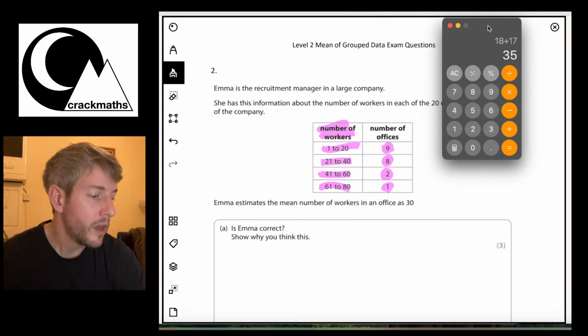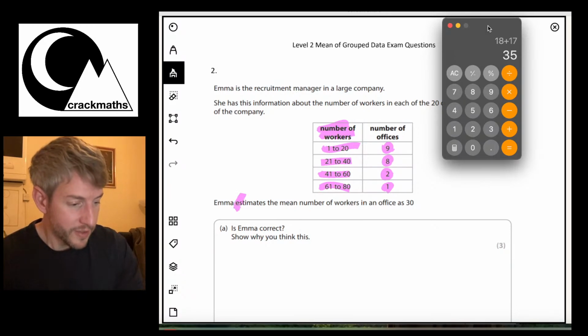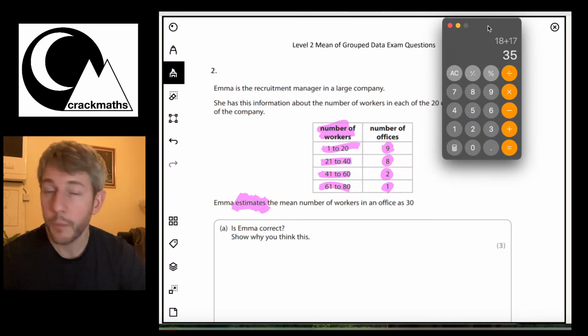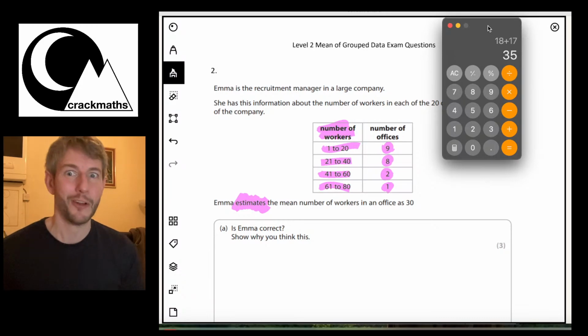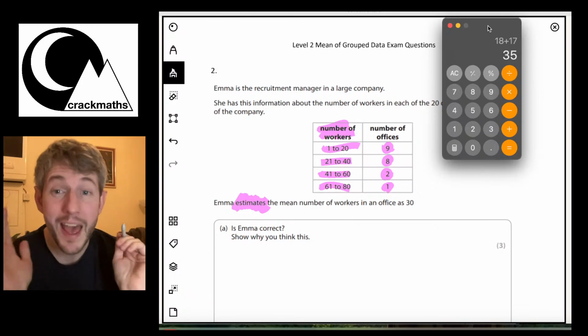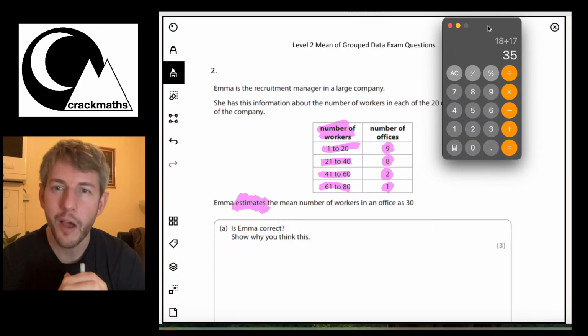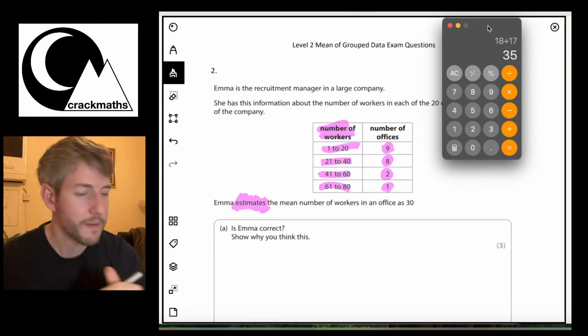Okay, so you'll notice that Emma estimates the mean. She doesn't calculate the mean. She does calculate the mean. In fact, actually, she does a lot of calculations in this one. But she estimates the mean because she doesn't actually know the number of workers in any of these offices.